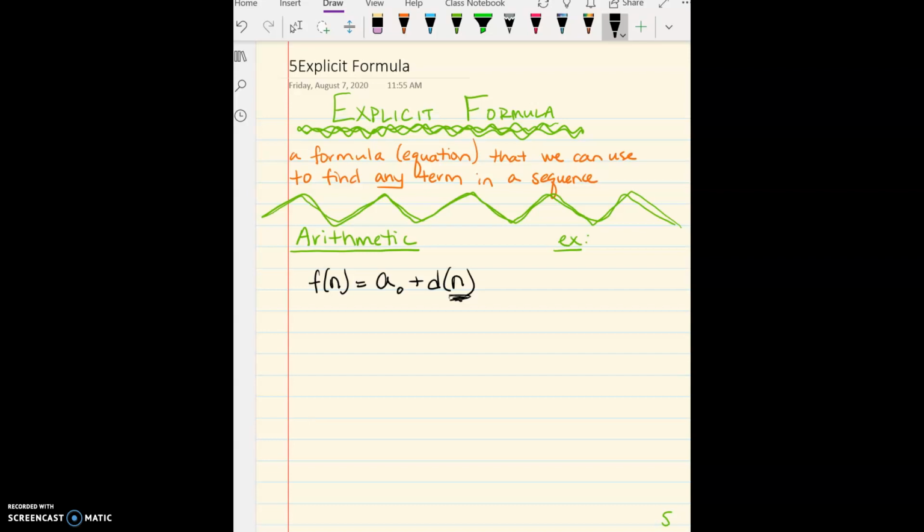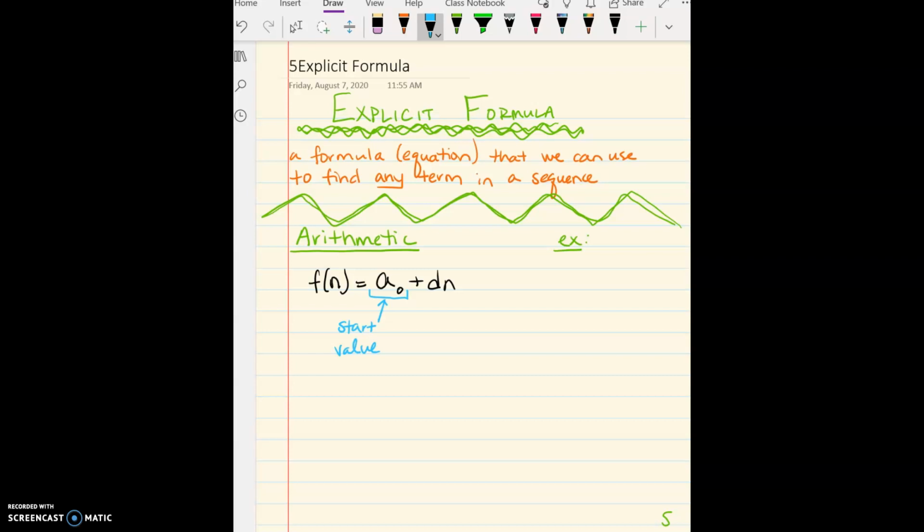And when you're asked to write an explicit formula or make one up, you leave this as an n. You don't put a number there. So I'm going to get rid of the parentheses because they're kind of redundant and just leave that as n. Now, what do these things all mean? Well, this a sub 0 means your start value. We started with 1 dot when we did growing dots. So I would put a 1 right there.